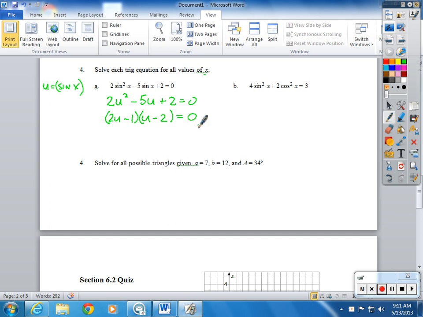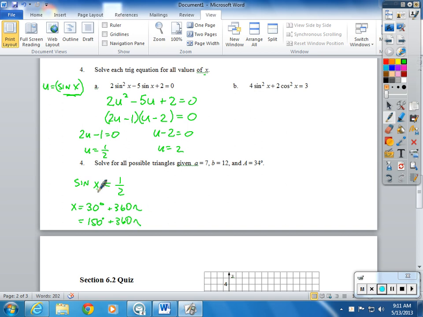Zero product property says 2u minus 1 equals 0, which means u is going to equal 1/2. And over here, u minus 2 equals 0, which means u is going to equal 2. So once I get to this point, now I bring my sine back into it, when things make a little more sense. So the sine of x, I just plug sine in for u, equals 1/2. I can solve that. Okay, x is going to equal, well, we're looking at first and second quadrant, and sine is 1/2. So x is going to equal 30 degrees plus 360n. Or x could equal 150 degrees plus 360n.